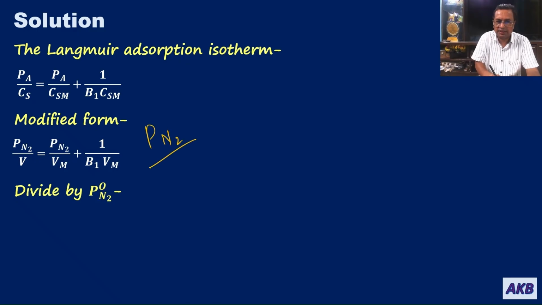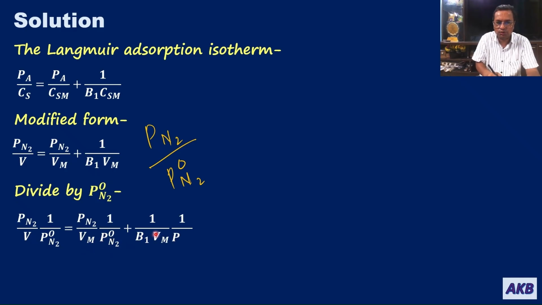Pn2 by Pn2 naught, the partial pressure of nitrogen divided by the vapor pressure of nitrogen. So, for that I need to divide this equation by Pn2 naught, the vapor pressure of nitrogen. So it will be Pn2 by V into 1 upon Pn2 naught, that is equal to Pn2 by Vm into 1 upon Pn2 naught plus 1 upon B1 into Vm into 1 upon Pn2 naught.